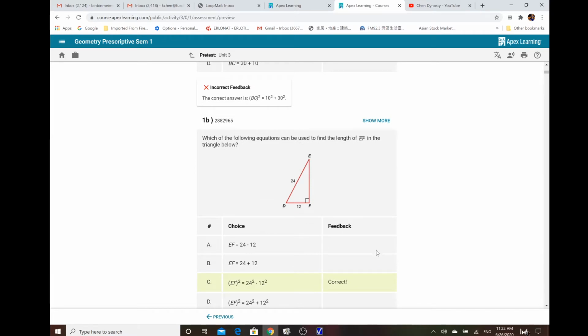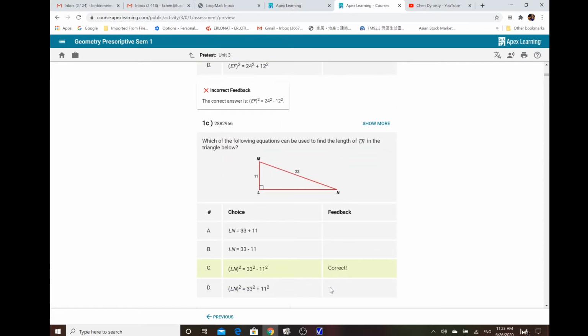The next one is quite similar. Identifying the shortest leg, which is 12, the longer leg we don't know. Another way to find that is by using the alternate form of the Pythagorean theorem: c squared minus a squared equals b squared. In this case, we plug in the numbers: 24 squared minus 12 squared equals segment EF squared. Another way you can express this is c squared, which is 24 squared, minus a squared, which is 12 squared, equals EF, which is b squared.